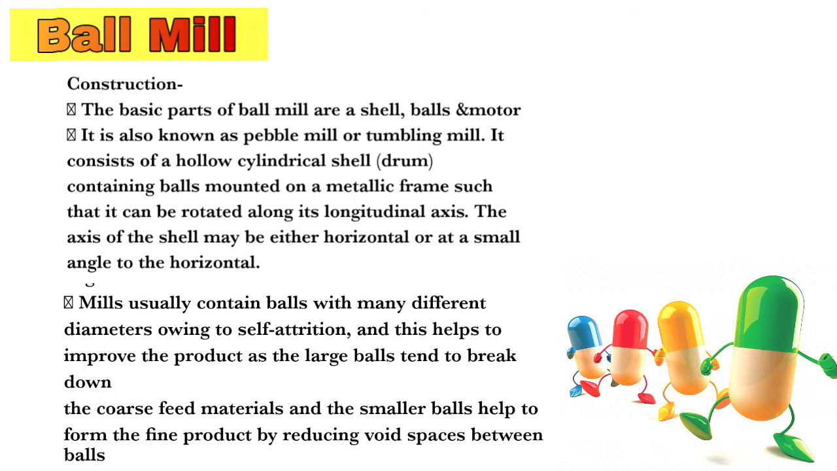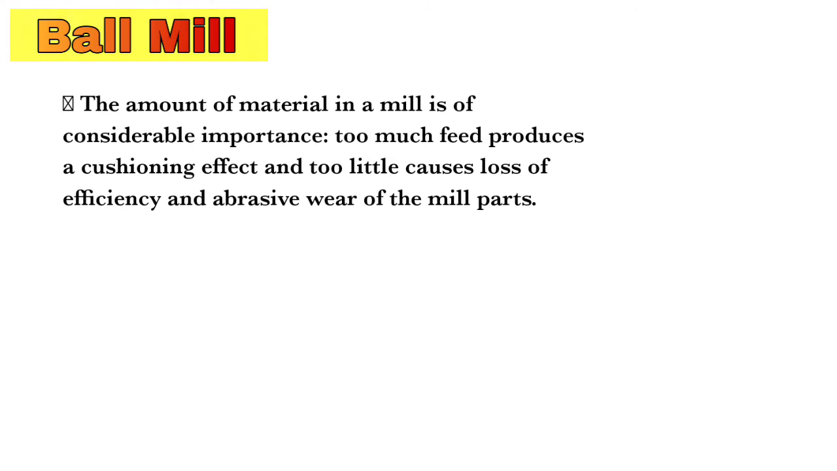Mills usually contain balls with many different diameters, owing to self-attrition, and this helps to improve the product, as large balls tend to break down the coarse feed materials and the smaller balls help to form fine product by reducing the void spaces between the balls. The amount of material in a mill is of considerable importance. Too much feed produces a cushioning effect, and too little causes loss of efficiency and abrasive wear of the mill parts.